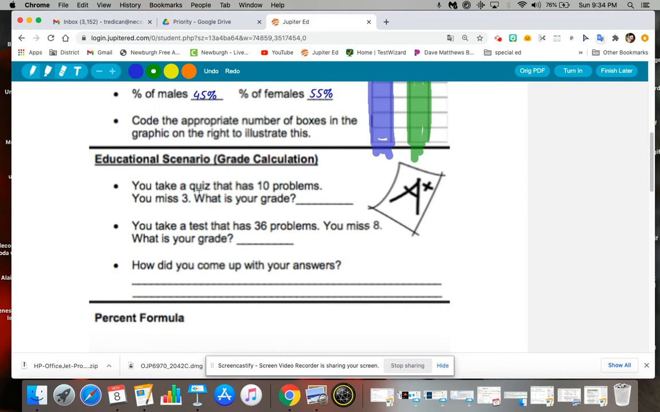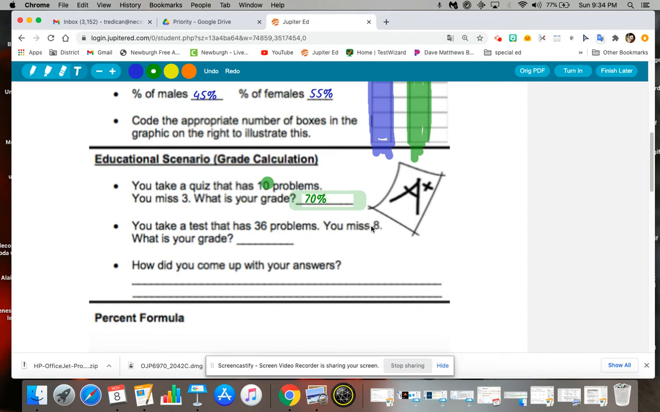Grades. When you take a quiz that has 10 problems and you miss 3, what is your grade? Well, it's not 3, it's not 30. We care about what you got correct. That's the part you need to study in this case, what you got correct. So 7 out of 10, 7 divided by 10 times 100 gives you 70%. Okay? Again, because we care about what you got correct, which was 7 out of 10.